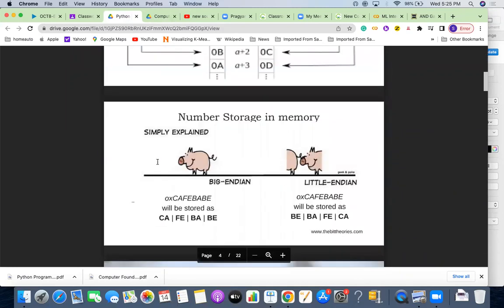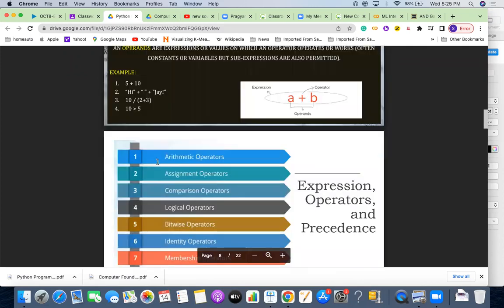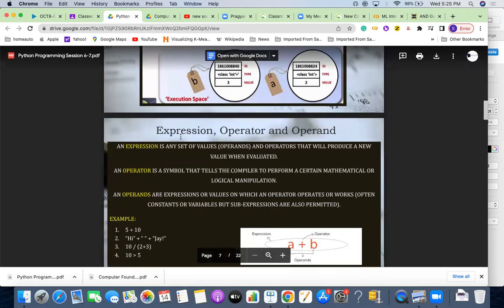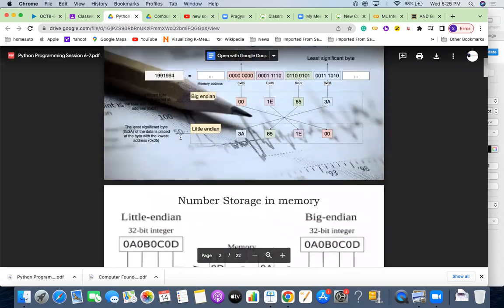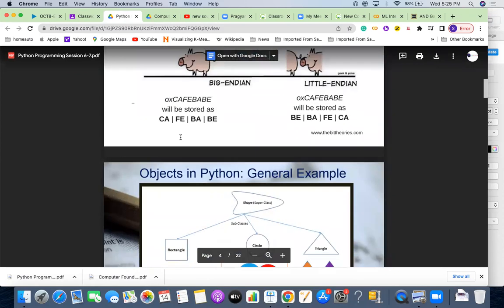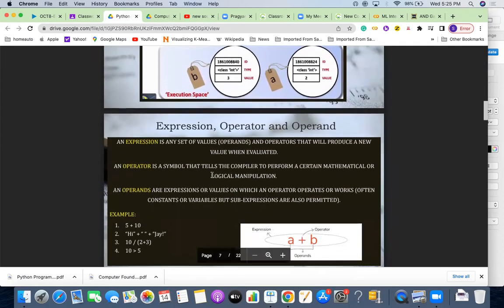So now little and big endian is done. So we completed. Okay. So we were here at expression, and we were at object code, so we were till this extent. Okay, this is done. So objects in Python we discussed. Now the next thing: we discussed the basic foundations of Python. The next very important things are expression, operators, and operands.